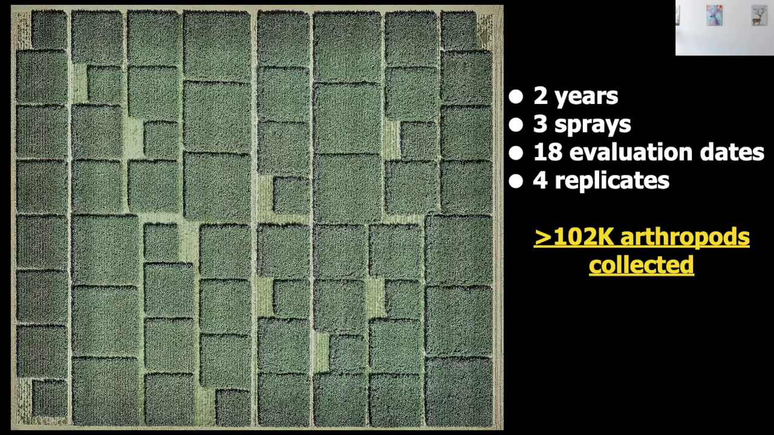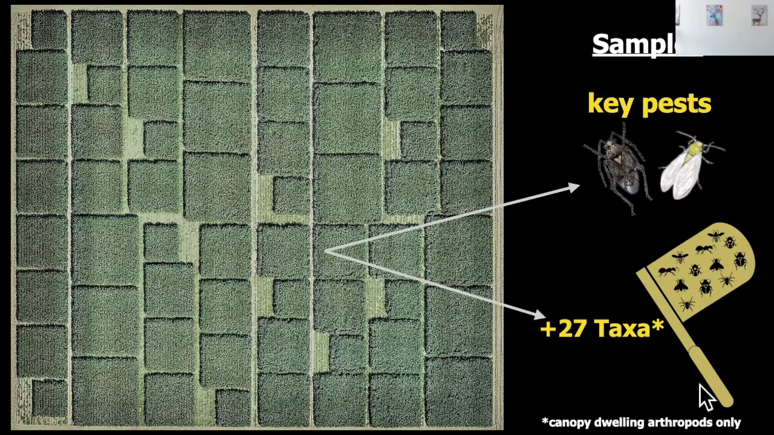We did this experiment for 2 years. We sprayed 3 times at the highest rate, and you collected more than 100,000 arthropods. You sampled our key pests, and you collected more than 27 different groups of arthropods through sweep nets. Next, let's look at some data.